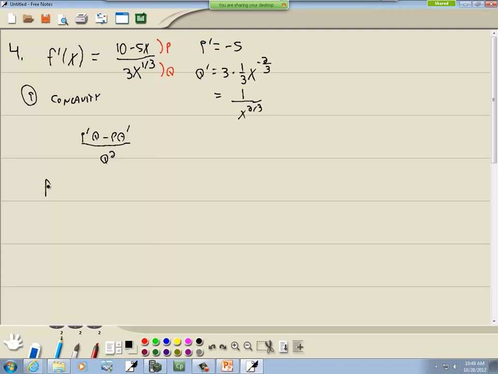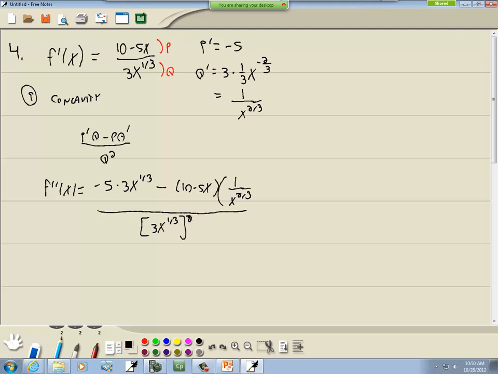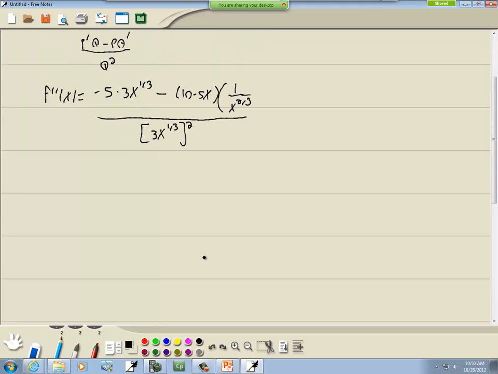Okay, so for a second derivative, p prime was -5 times q, which is 3x to the 1/3, minus p, which is 10 minus 5x, times q prime, which is 1 over x to the 2/3, over q squared, which is 3x to the 1/3 squared. And let me double check those real quick. Looks good. Okay. Now we want to simplify this a little bit.